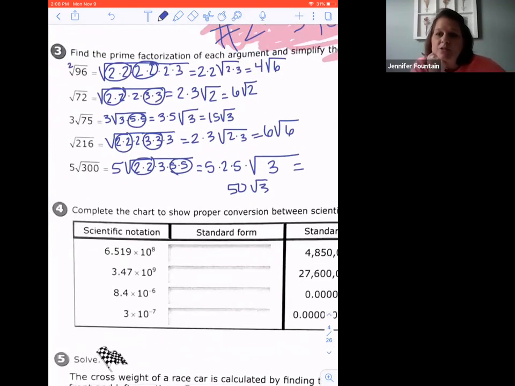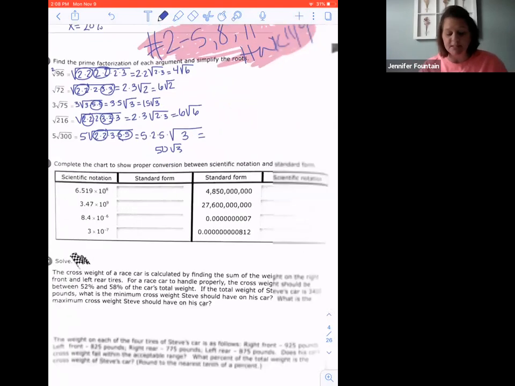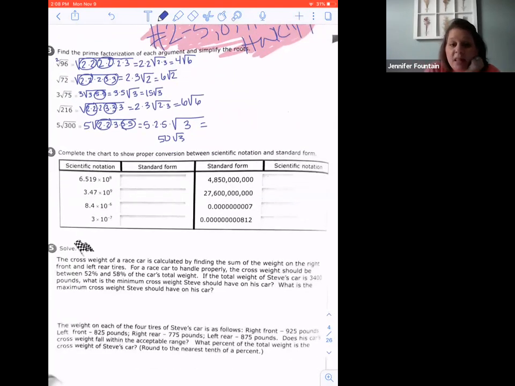Okay, having to remember back a lot, several sections ago, of thinking about prime factors, buddies, what I can pull out and what has to stay under the radical. Okay, standard scientific notation and standard form. It hasn't been that long ago since we went over this. It was just last week. So let's go through this again.